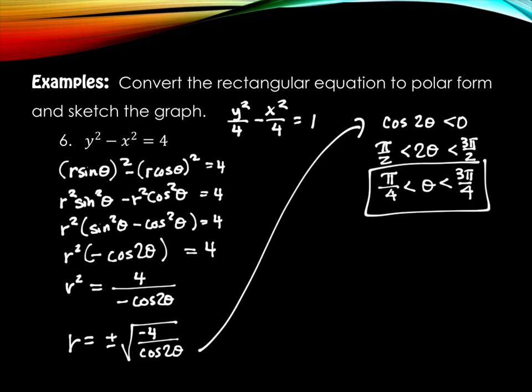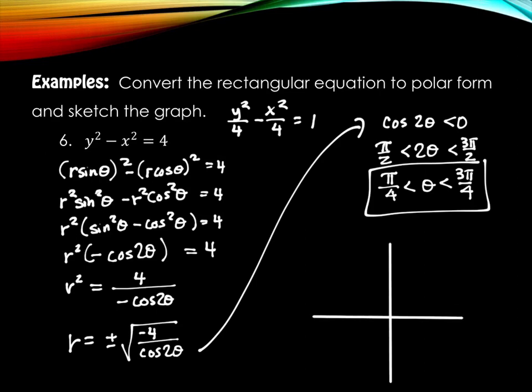And you can get your graphing calculator to graph this now, to sketch this. You can do 2 lines because it says plus or minus, so you need to do r equals the square root of negative 4 over cosine 2 theta. And then underneath it, r equals the negative square root of negative 4 over cosine of 2 theta. As anticipated, it will look like a hyperbola.